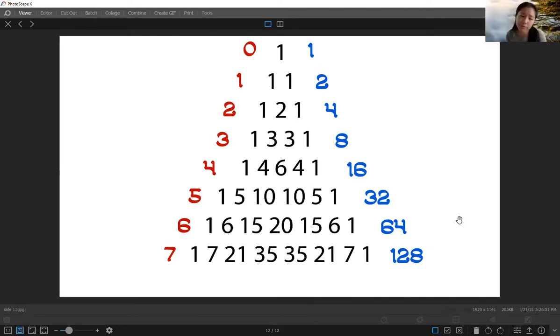Powers of 2. Yep. And how do I derive these? Sums of the lines. Sums of the lines.